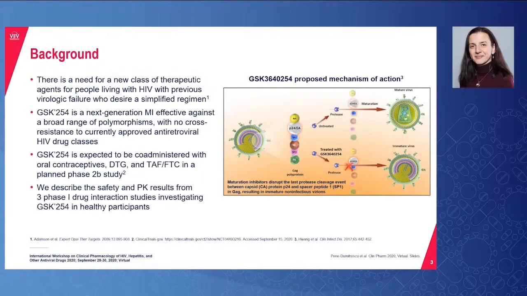As you all know, there is still a need for new therapeutic agents for people living with HIV to meet a variety of unmet medical needs. GSK254 is a next-generation maturation inhibitor effective against a broad range of polymorphisms with no cross-resistance to currently approved antiretroviral HIV drug classes. The figure on the right shows the mechanism of action of maturation inhibitors as it was described last year and in 2015 at CROI.